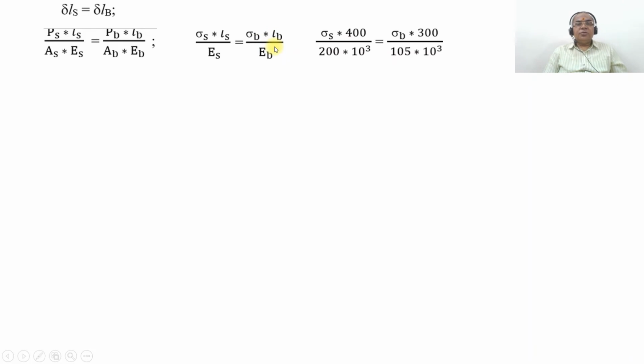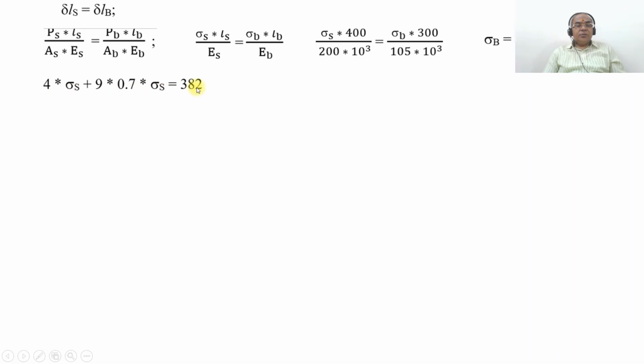So once you get this, sigma S into the length of steel, which has been given there, which is 400 by 200 into 10 to the power of 3, is equal to sigma B into the length of the brass bar, 300, divided by 105 into 10 to the power of 3. So what we are doing here is substituting the values of LS, LB, ES and EB. Once you simplify, you are going to get sigma B in terms of sigma S. So sigma B is equal to 0.7 into sigma S. Now substitute the value of sigma B as 0.7 into sigma S in the previous equation, which is 4 into sigma S plus 9 into 0.7 into sigma S is equal to 382.